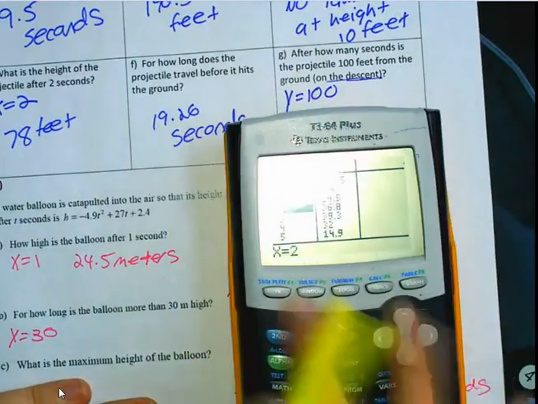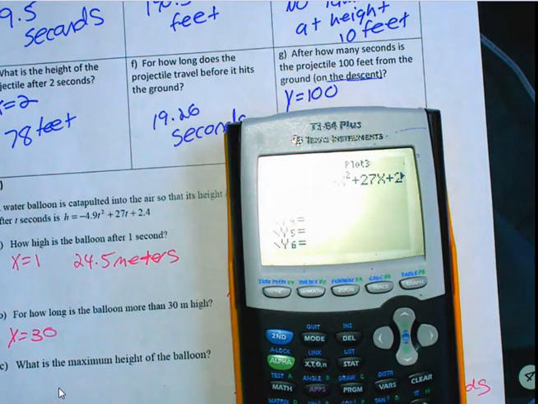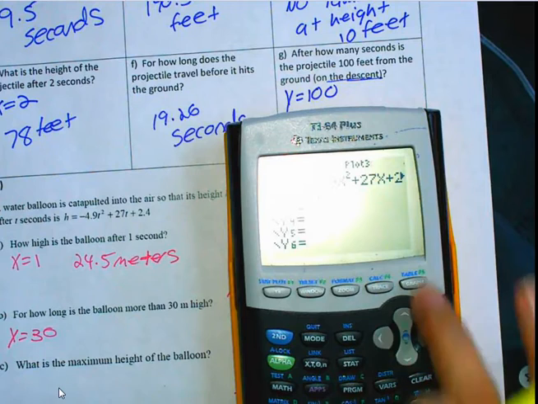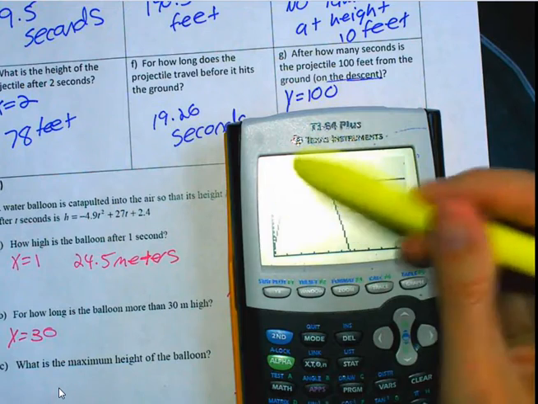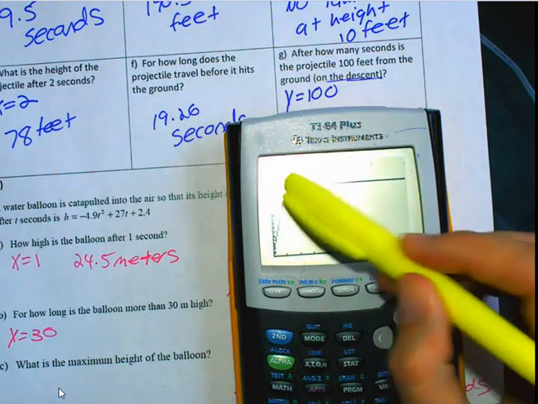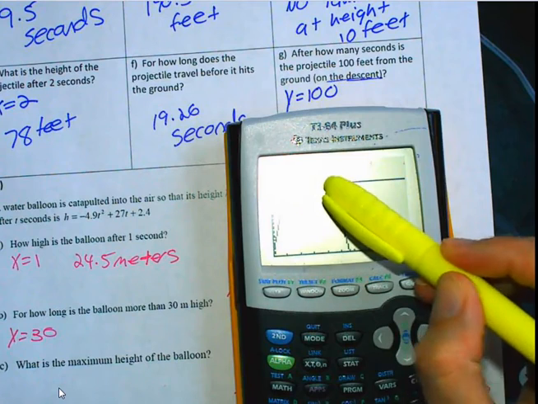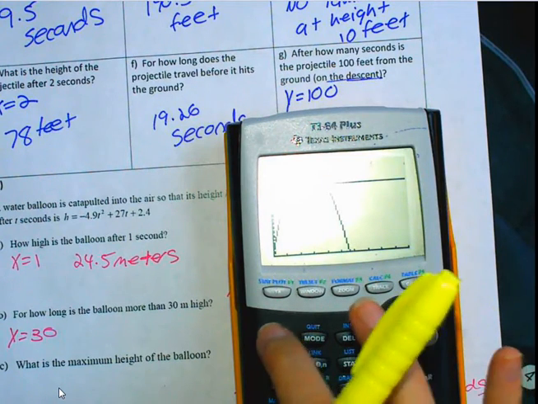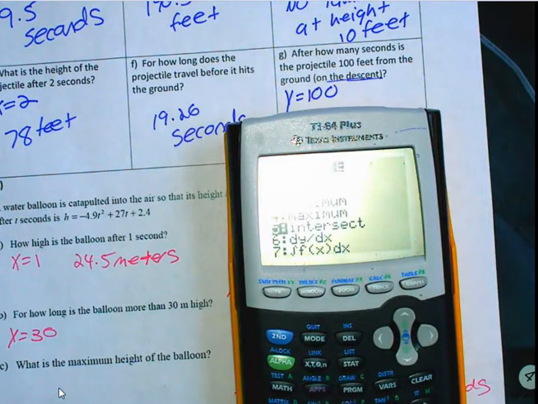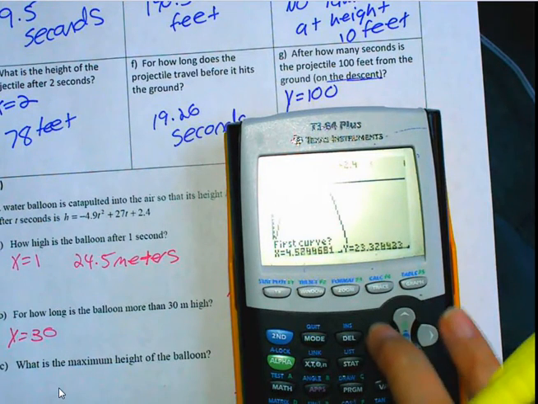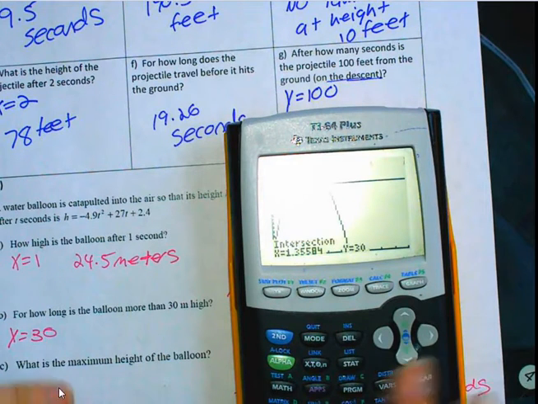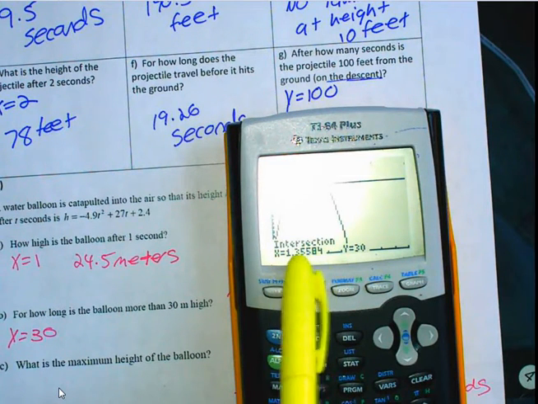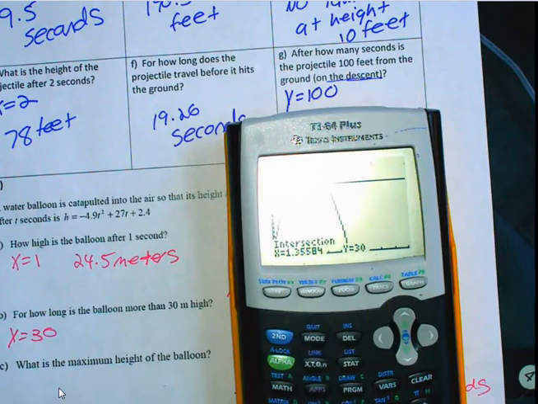So if we go in and say y equals 30 in our second line, and then we go to graph. Okay, so again, anything above here, the height of the balloon is more than 30. So I need to know how much time that is between those two intersections. So we're going to do my intersection twice. So second calc intersection. And remember, you got to move over to the intersection. Enter 3 times. So at 1.35584 seconds, it's at 30.